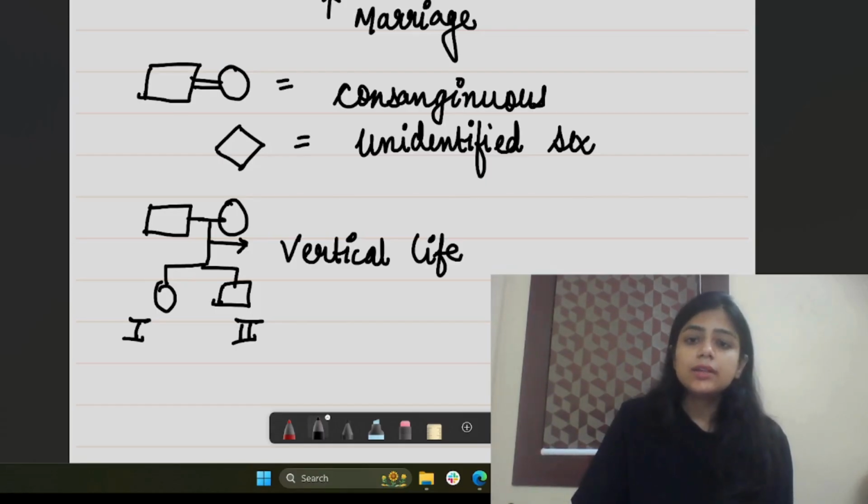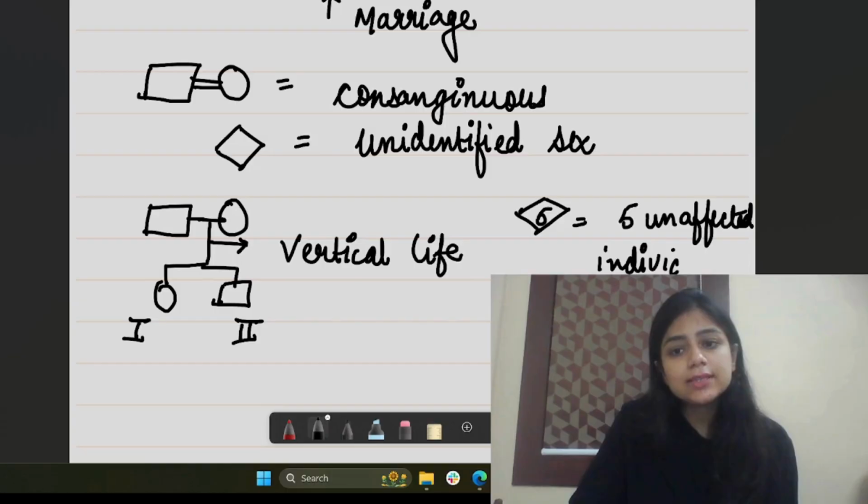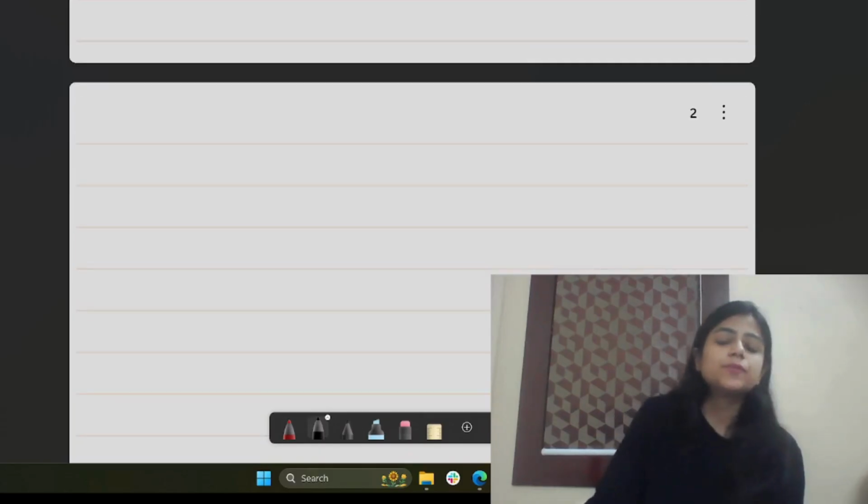Also, there is one more symbol that is denoted as 5, which means 5 unaffected individuals. That is the basic concept behind the symbols of pedigree analysis. Now let's move ahead and talk more about pedigree analysis.